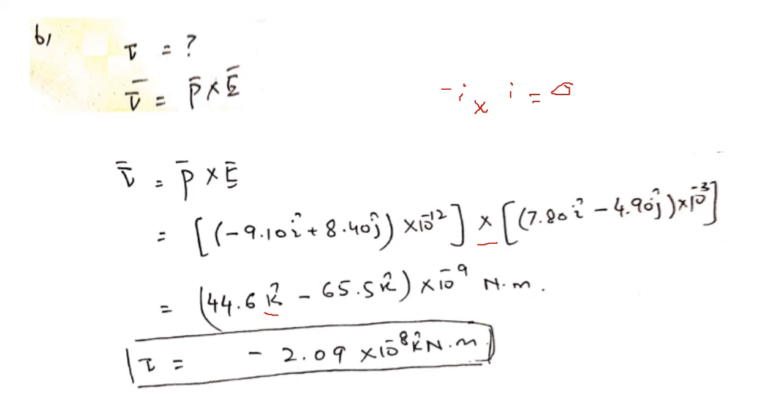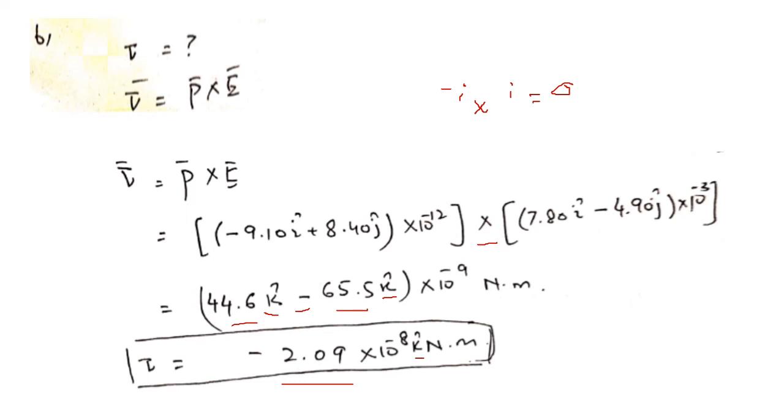So 8.4 and 7.80, and I take a cross product between j and I, it will give me unit vector k but with a negative sign, and j cross j will give me 0. So after simplifying this, I get 44.6 unit vector k minus 65.5 unit vector k into 10 to the power minus 9 newton meter. So subtracting this 65 from this 44, I get 2.09 into 10 to the power minus 8 unit vector k newton meter.